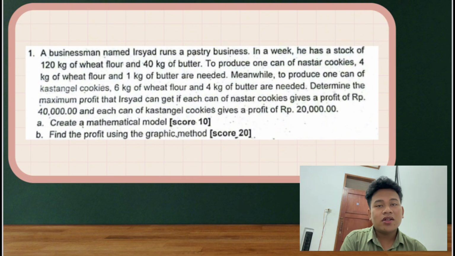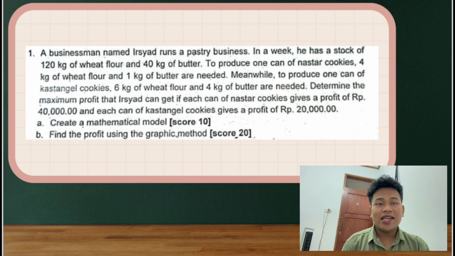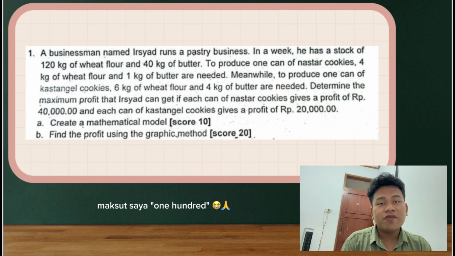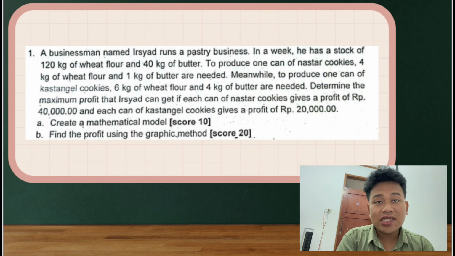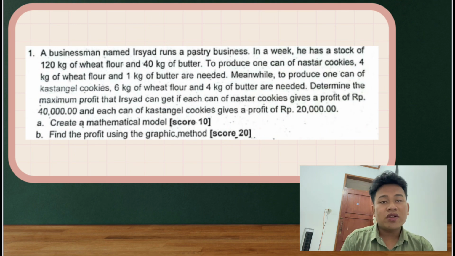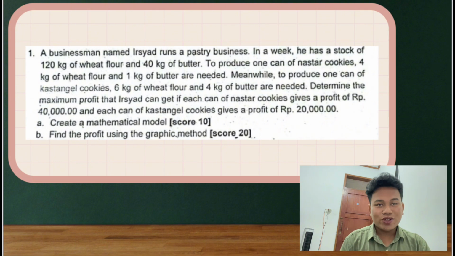Okay, the first question is: a businessman named Irshad runs a pastry business. In a week, he has a stock of 1,020 kilograms of wheat flour and 40 kilograms of butter. To produce 1 can of nastar cookies, 4 kilograms of wheat flour and 1 kilogram of butter are needed. Meanwhile, to produce 1 can of Castangle cookies, 6 kg of wheat flour and 4 kg of butter are needed.